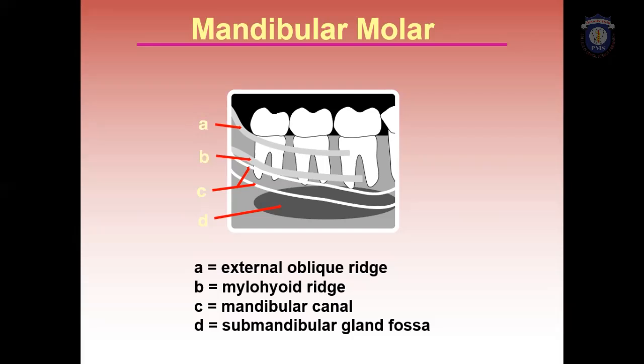The external oblique ridge is the continuation of the anterior border of the ramus, which is seen superior to the mylohyoid ridge. B is a radiopacity passing through the periapical region of the mandibular molars, that is the mylohyoid ridge. A portion of the mandibular canal passing through the body of the mandible is also seen in the mandibular molar region, and area D is a relative radiolucent area present in the periapical region of the mandibular molars.